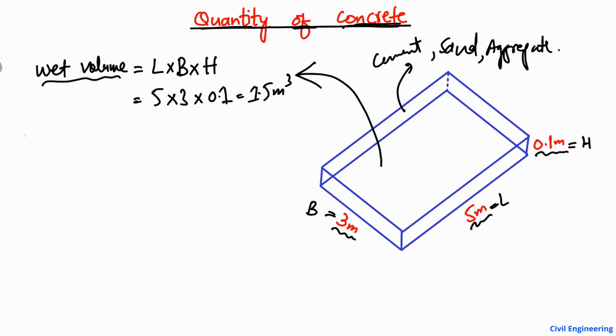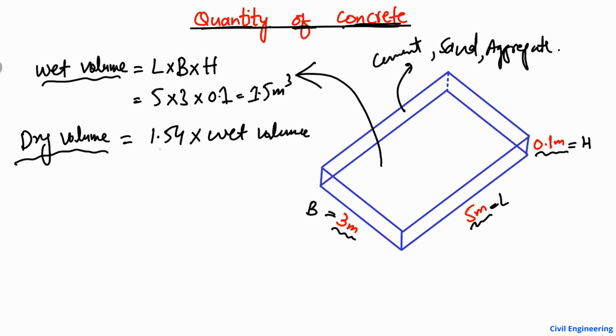Now the next step is to find out the dry volume. I have some lectures in my YouTube playlist where I provided an explanation of why we multiply the wet volume of the concrete by 1.54 to find out the dry volume of the concrete. You can find the basic reason behind this in my other lectures. But keep in mind the dry volume of the concrete is always 1.54 times the wet volume. It is always greater than the wet volume.